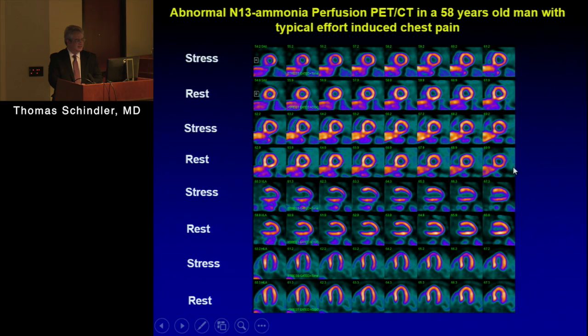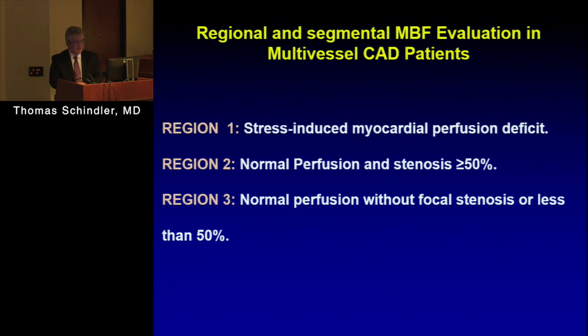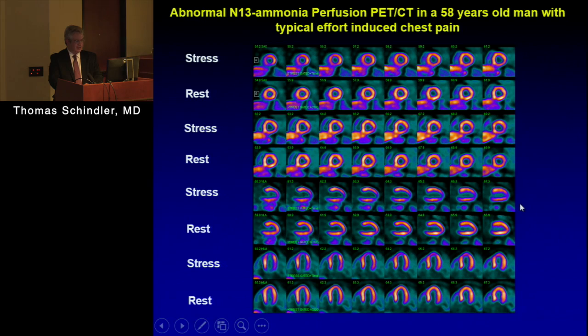And then we had, for example, in multi-vessel disease, grouping patients with stress-induced perfusion deficit, normal perfusion but stenosis more than 50%, or normal perfusion without any stenosis. And here you can see stress and rest images. You see there's a perfusion deficit in the apical wall as compared to rest images. So we know in the LAD again there's certainly a high-grade lesion.